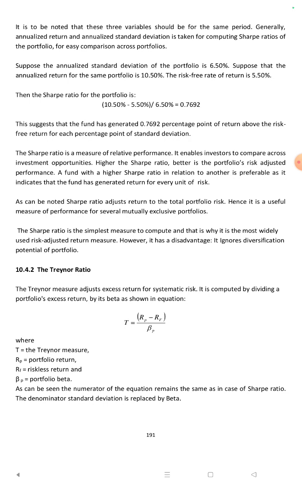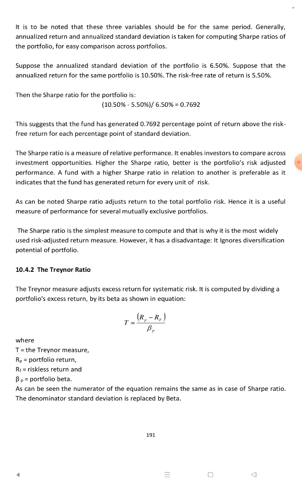Generally, annualized return and annualized standard deviation are taken for computing Sharpe ratio of the portfolio for easy comparison across portfolios. Suppose the annualized standard deviation of the portfolio is 6.5%. Suppose that the annualized return for the same portfolio is 10.5%. The risk-free rate of return is 5.5%. Then the Sharpe ratio of the portfolio is 10.5% minus 5.5%.